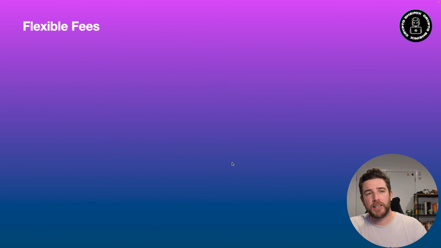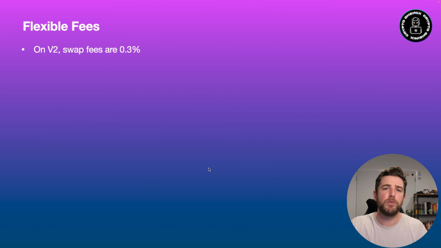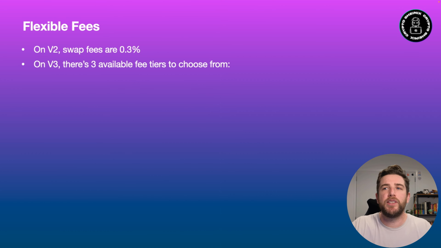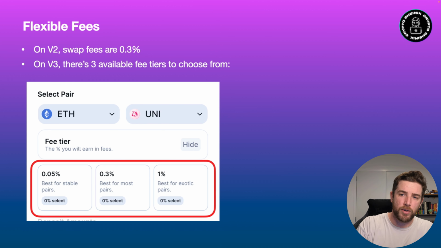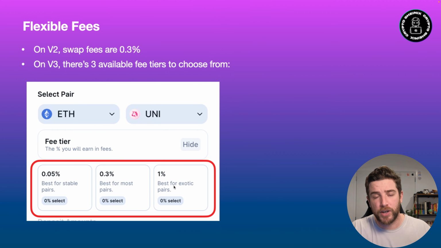And now I'm gonna talk a little bit about flexible fees because I think it's interesting. So on V2 we only have one choice. We have 0.3% fee for each swap. On V3 there are 3 available fee tiers to choose from, and actually there are 4 for some pairs. There's another 0.01%. But what I like about this is not just that there is a fee, it's another way of breaking down the liquidity and providing more routes for each trade.